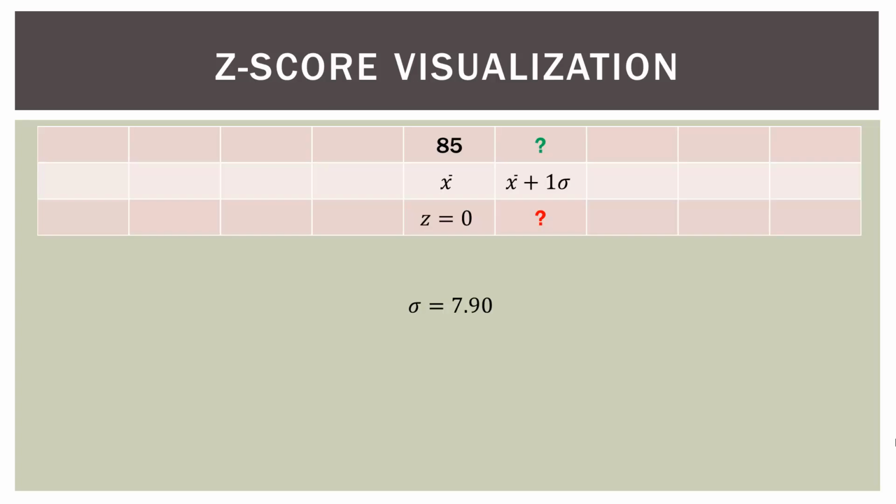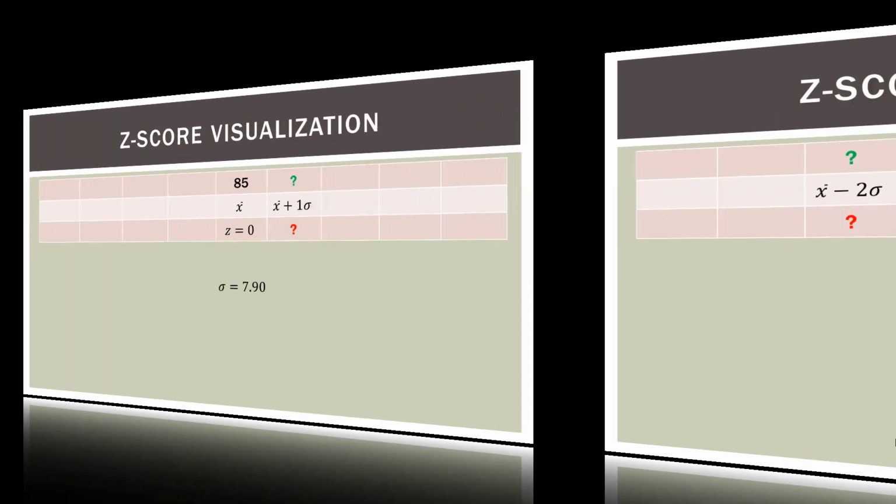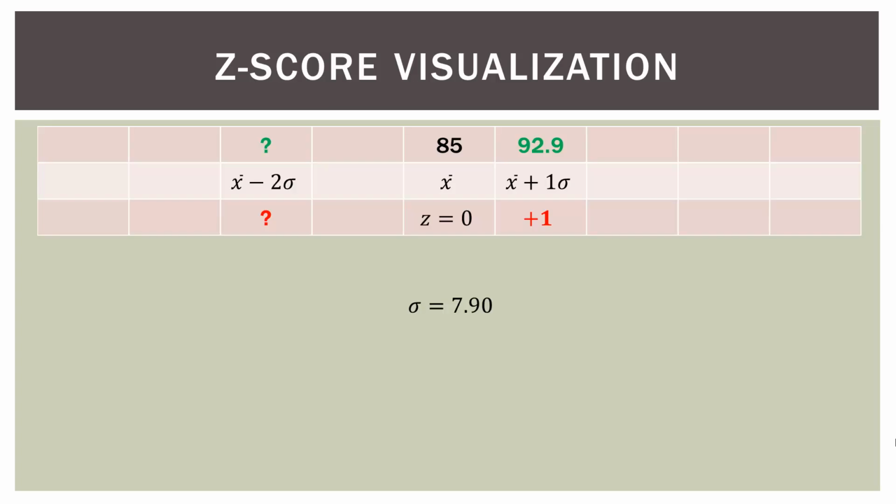So now I've added in to the right of x bar. Now we have x bar plus 1 standard deviation. Now, I want you to think about what's going to be there in the red, where the red question mark is, and what will be where the green question mark is. Well, we added 1 standard deviation to our mean. So our z-score is 1, or positive 1.